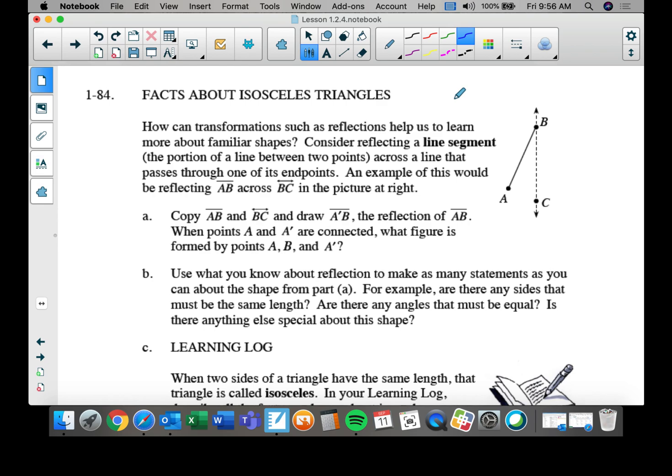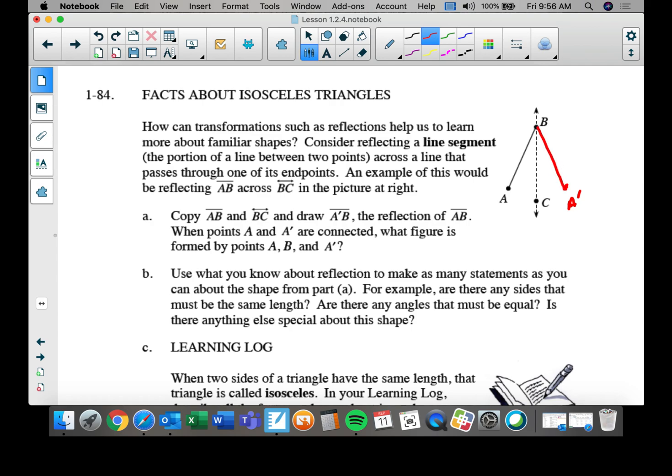But if we take a look and I were to take B, it's going to stay in the same spot because it's on your line of reflection. A would go through and reflect to somewhere over here. I'm going to say approximately right there, and I'm going to call that A prime. So here, this line segment got reflected to that line segment.